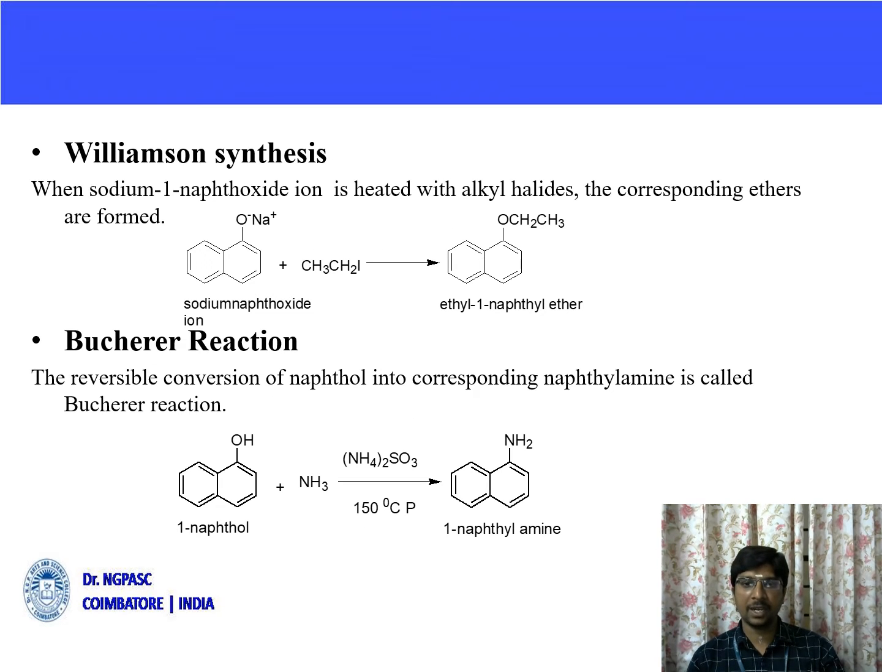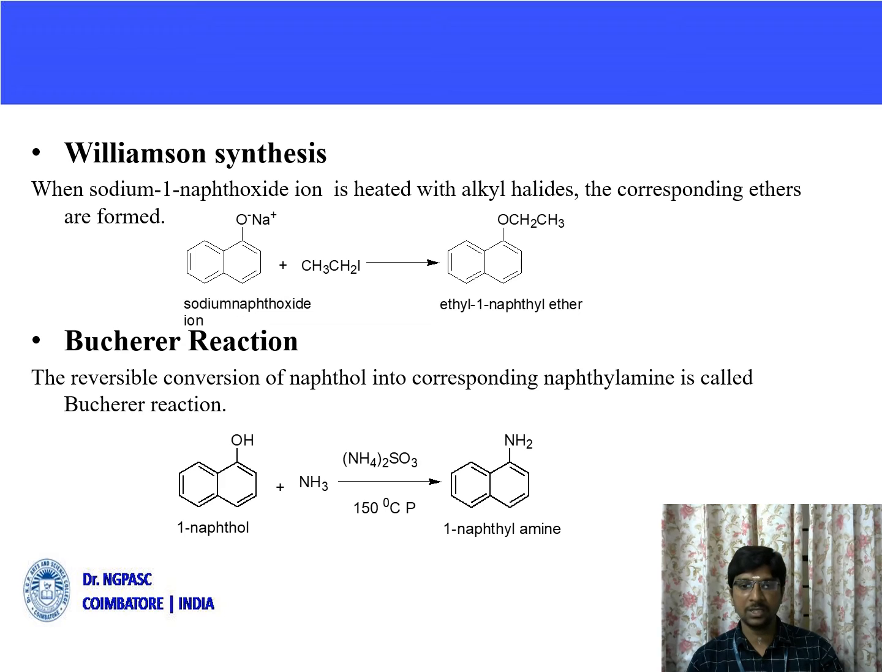And some chemical reactions of 1-naphthol. 1-naphthol is converted into sodium naphthoxide, that is the first primary step, and here we are taking sodium naphthoxide directly. It is treated with ethyl iodide to form ethyl 1-naphthyl ether. So the ether compound is prepared from this reaction. This reaction is very familiar, the naming reaction Williamson synthesis. And another naming reaction is the Bucherer reaction.